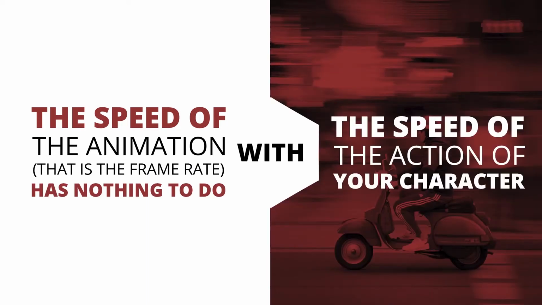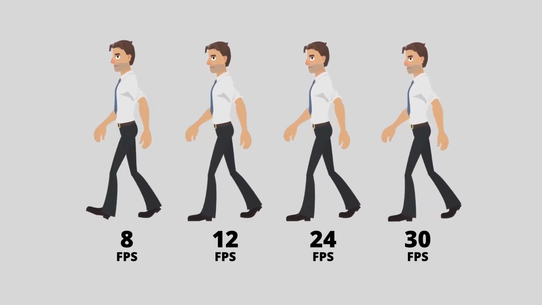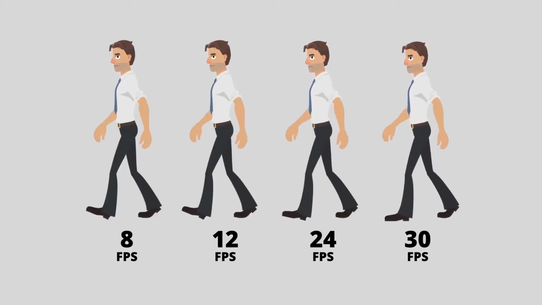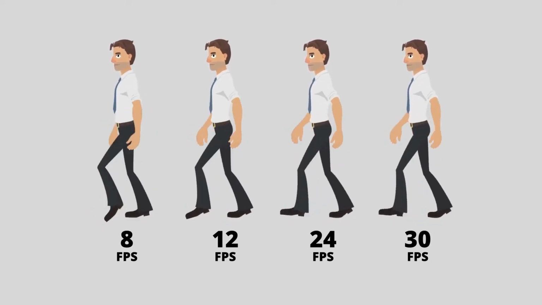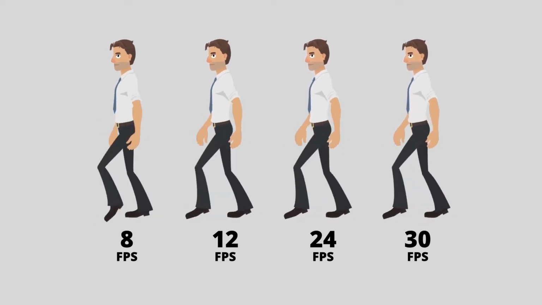Now, why am I explaining this to you? Well, because the speed of the animation, that is the frame rate, has nothing to do with the speed of the action of your character. As you can see, the animation at 30 frames per second is very fast. It's showing 30 frames every second, but the action is done at the very same speed.